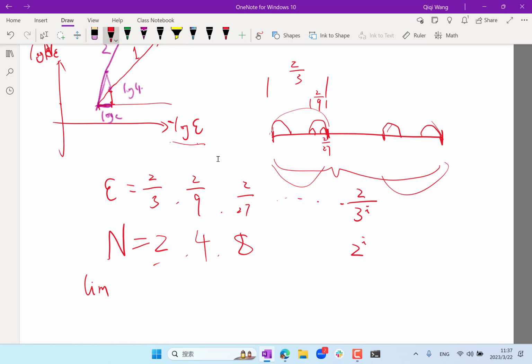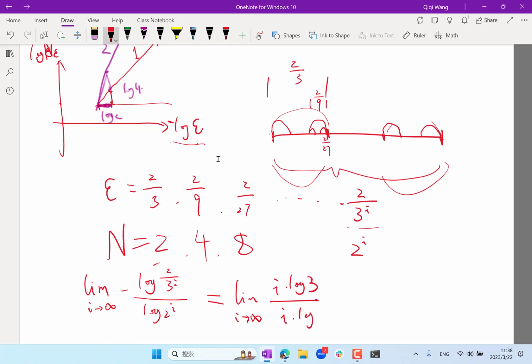Okay, and so we have a limit of I goes to infinity, equivalent to epsilon goes to 0, right? Minus log of epsilon, which is 2 over 3 to the I, divided by log of 2 to the I. Okay, what do we get? As you take the limit of I goes to infinity, the 2 here just serves as a constant, right? In the numerator, it doesn't matter. So what we really get is a limit of, on the numerator, I times log 3. There is a minus sign which cancels with the minus sign here, and I times log 2. Okay, so that's actually log 3 over log 2.